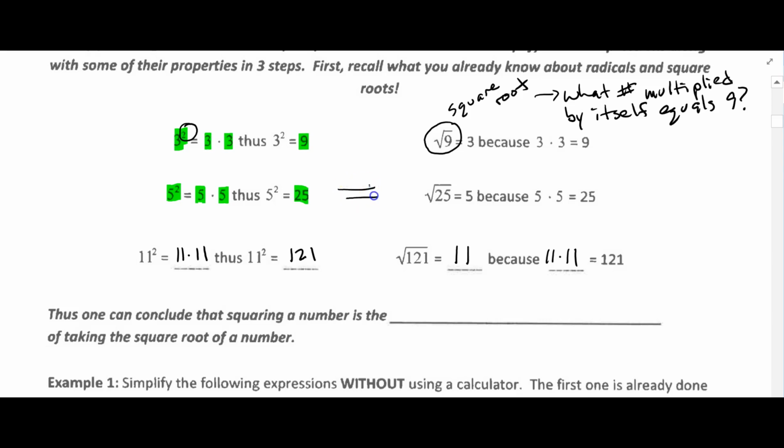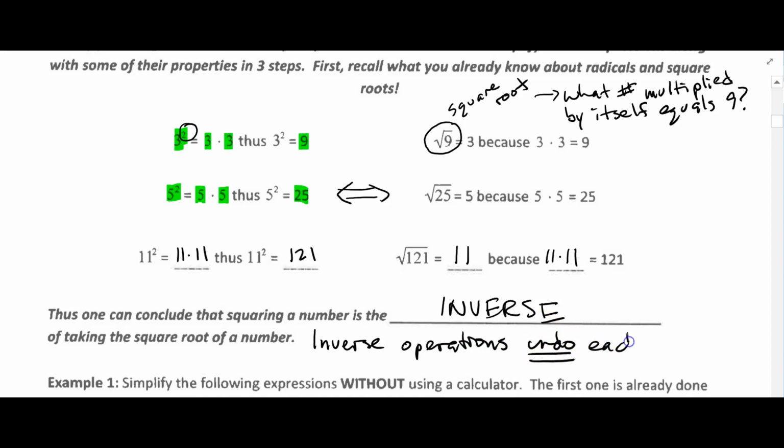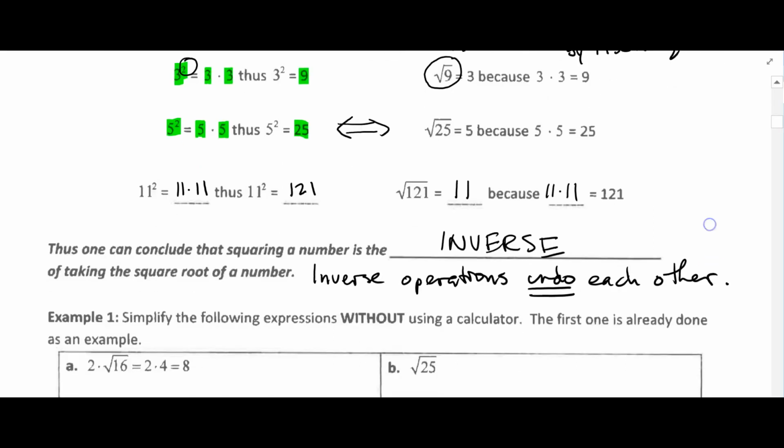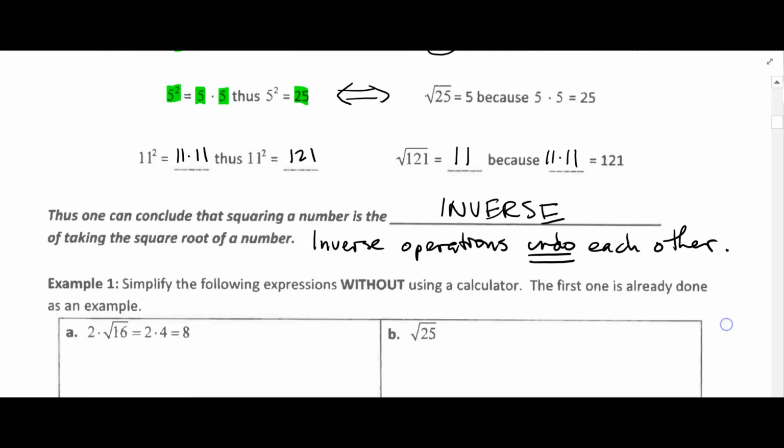So what we can see looking at these two processes is that one can conclude that squaring a number is the inverse of taking the square root. Remember, inverse operations undo each other. Okay, like addition and subtraction, multiplication and division. And now we have squaring and square roots.